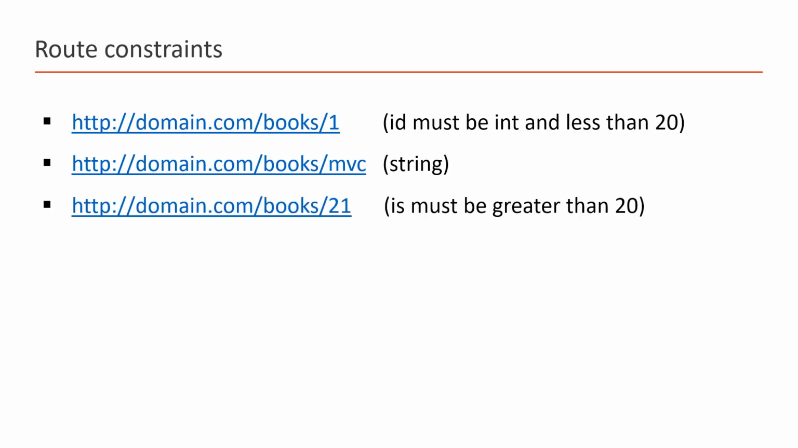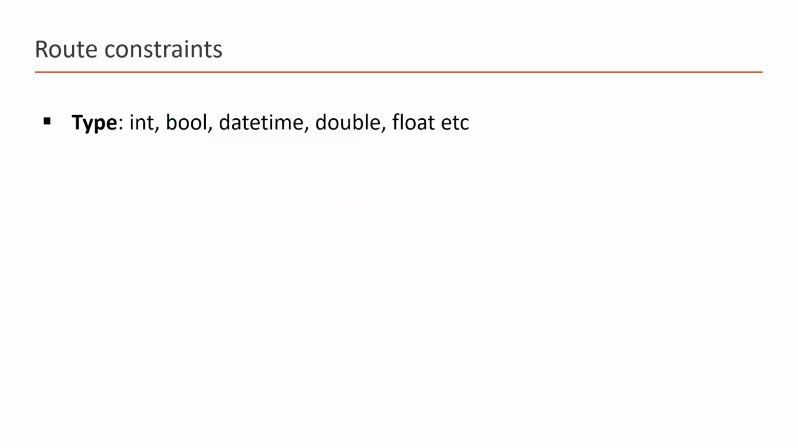Now here is the third URL. For example, in this domain I want to pass the ID, but the ID must be greater than 20. We can handle all these types of scenarios by using route constraints. Let's understand the route constraints. We will start with the first constraint, type. If we are using any kind of variable in our route, then we can provide the type. Let's open Visual Studio and understand how it works.